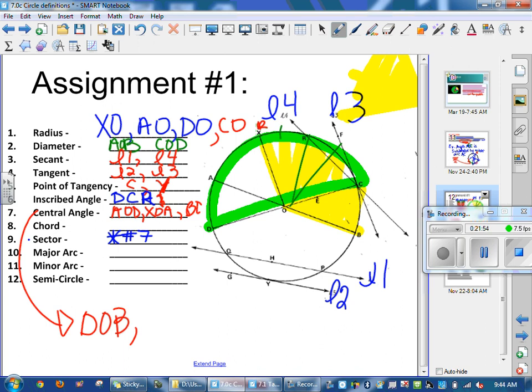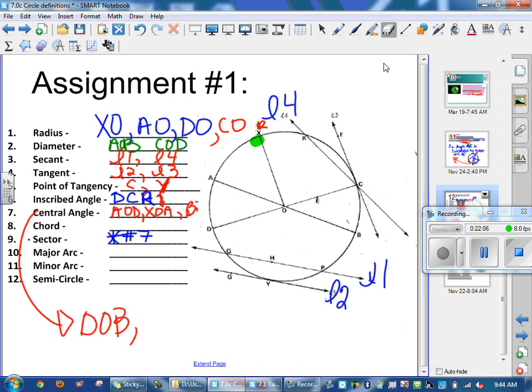Chord. Let's find some chords now. Where are the chords going to be located? What do you have listed for a chord? There's a couple of them. How about right here? R to C. That's a chord. It's contained in a secant, but it's still a chord. So R, C. What else? Q to P. Beautiful. Absolutely.